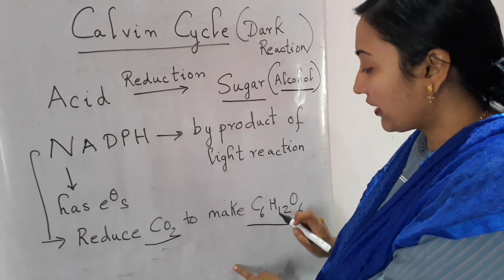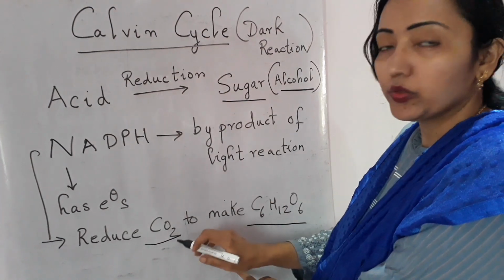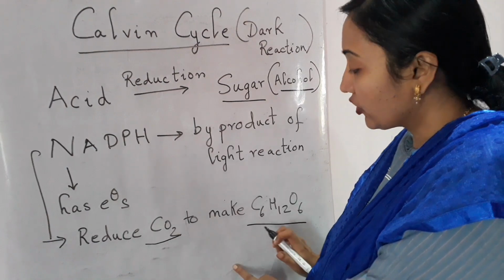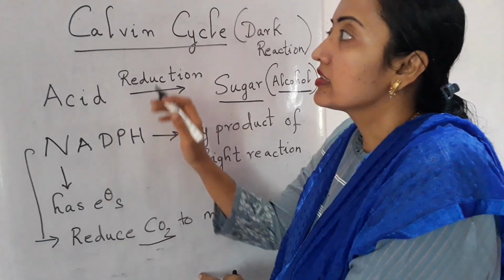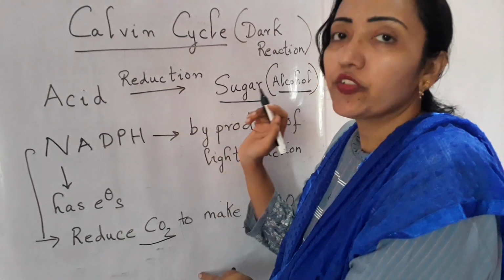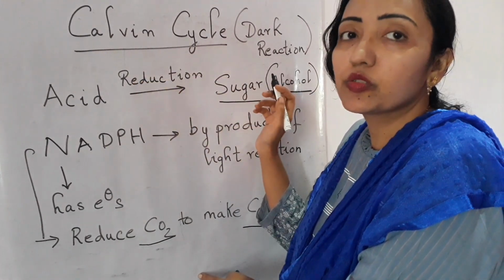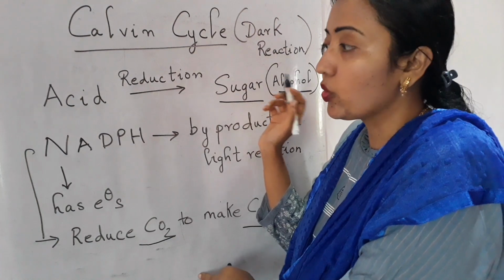Hydrogen is added to carbon dioxide, so carbon dioxide undergoes reduction to produce glucose. So in the Calvin cycle, a reduction reaction takes place.